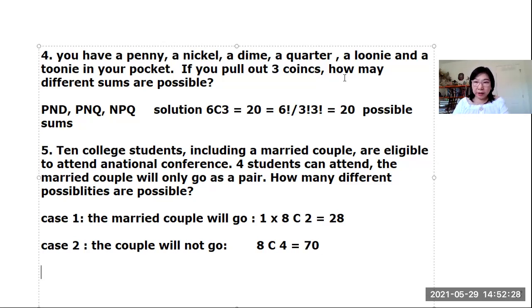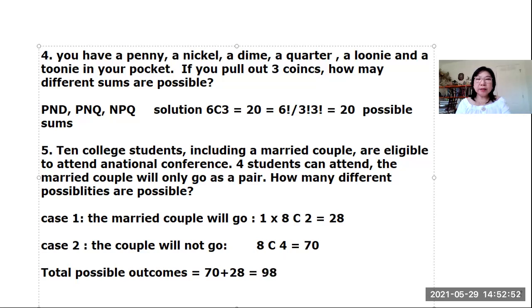Either they will go or they don't go. So the total possible outcome, either they go or they don't go, we add them together, will be 70 adding 28. And that will be equal to 98 is the answer. 98 possible outcomes, or just say 98 ways. So that's how we answer question 5.